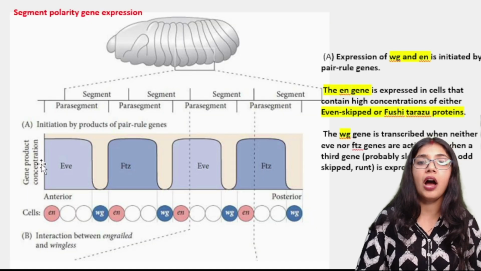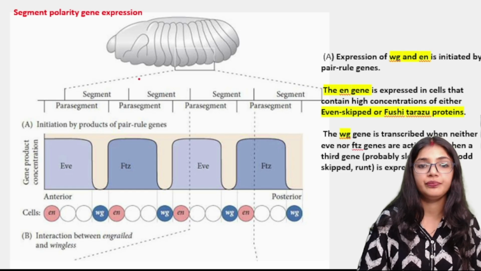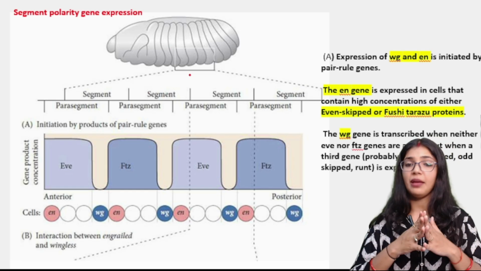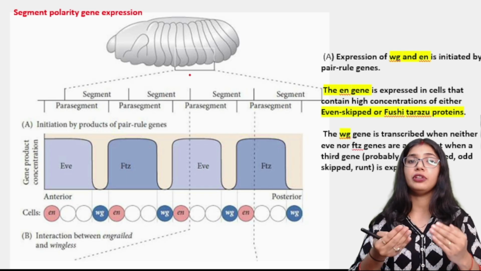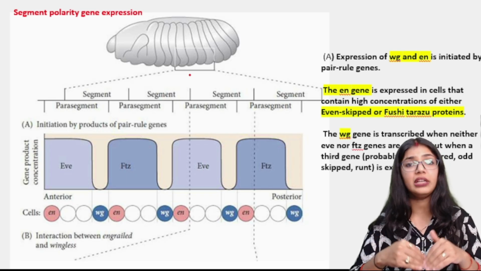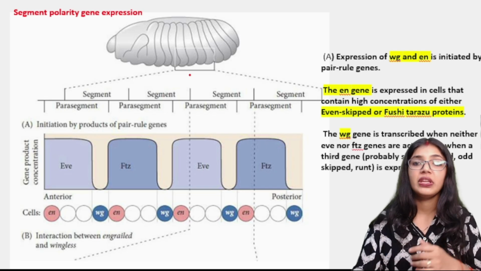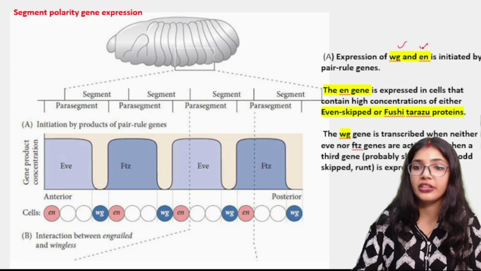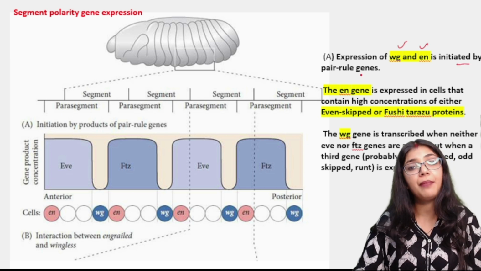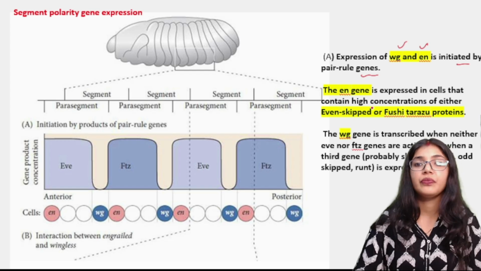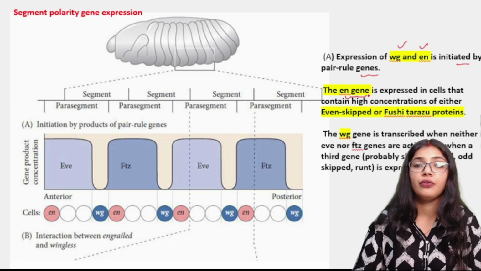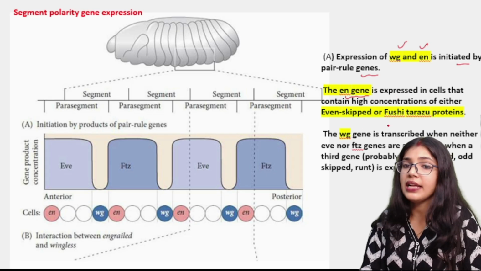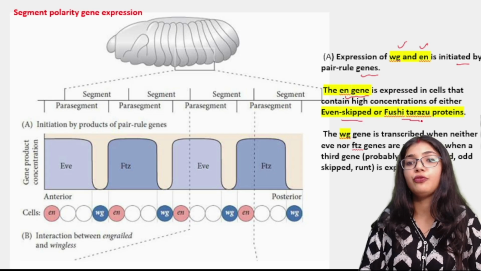Let us see how this is being regulated. Here we can see that there are pair rule genes. These pair rule genes help in the synthesis of the segment polarity genes. The segment polarity genes here are wingless and engrailed, which are initiated by pair rule genes. Where will this engrailed gene be synthesized? It will be synthesized when there is a high concentration of even skipped and fushi tarazu.